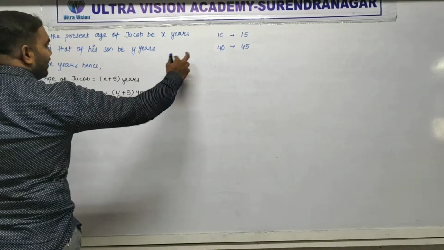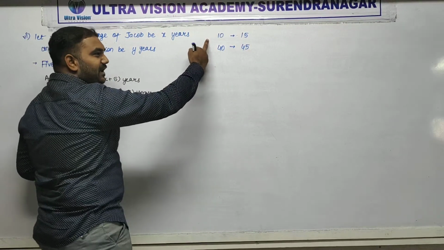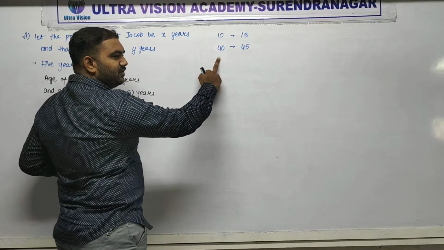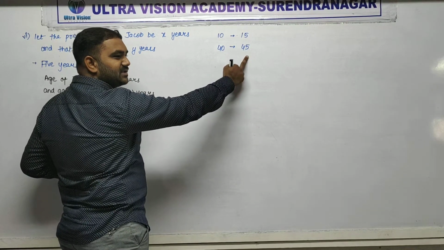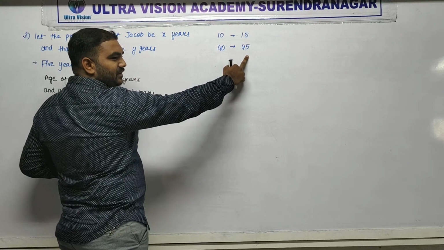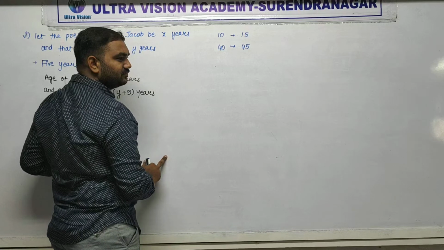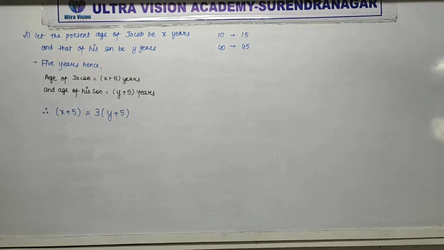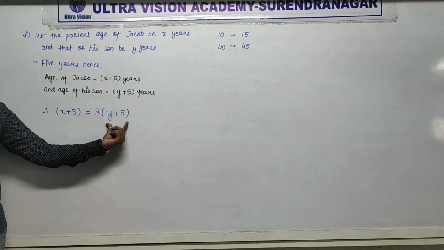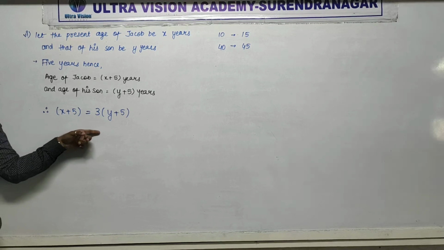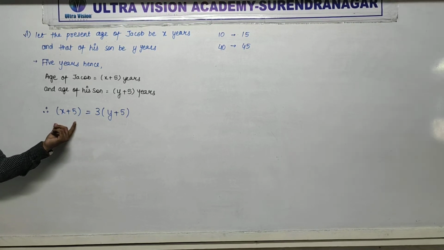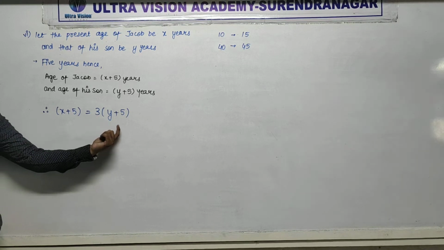If his son is 10 years right now, then after 5 years he will be 15. If Jacob is 30 years right now, after 5 years he will be 45. Look at that. Is Jacob 3 times his son? Yes. 15 times 3 is 45? Yes. So, consider this 15 as y plus 5. Consider x plus 5 as 45. Is 3 into 15 equal to 45? Yes. Yes or no? Yes. So this equation perfectly fits over there. Yes. That age of Jacob is 3 times the age of his son.